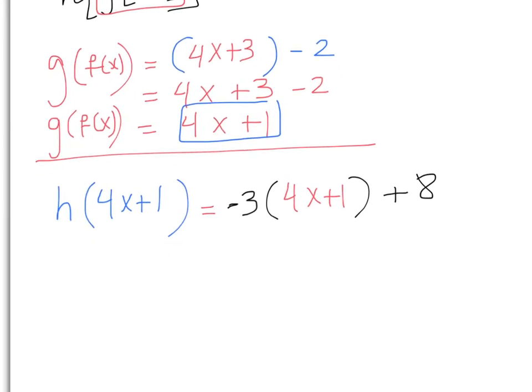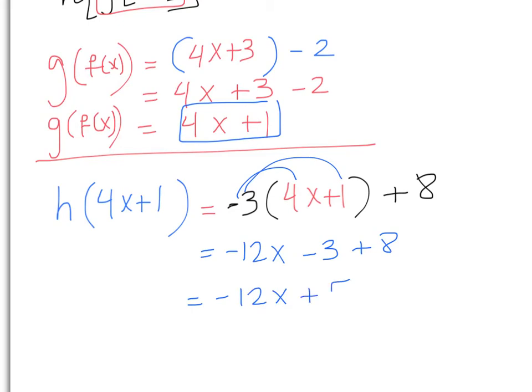Okay, so let's continue. Distribute. You're going to get negative 12x minus 3 plus 8, which is equal to negative 12x plus 5. So now h of g of f of x is equal to negative 12x plus 5. Now, let's go back to the problem. So see what we did?